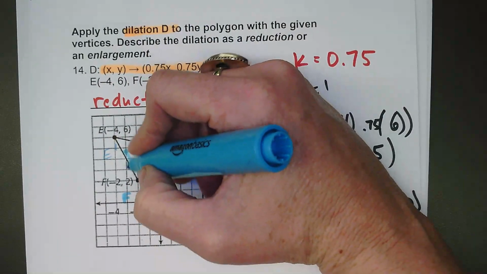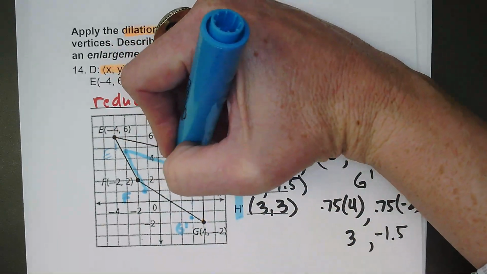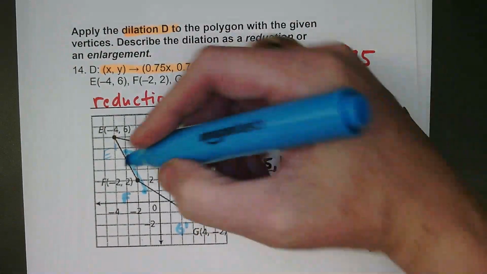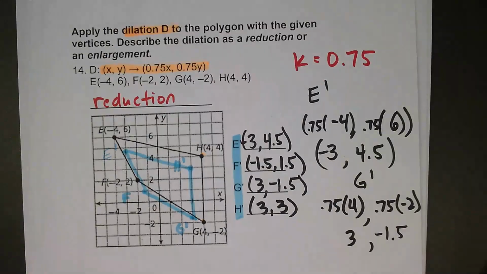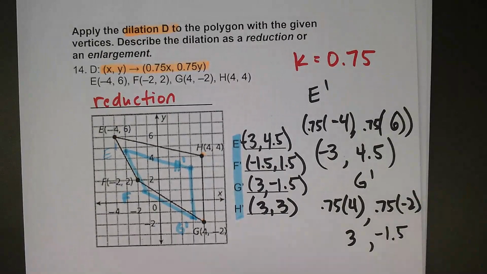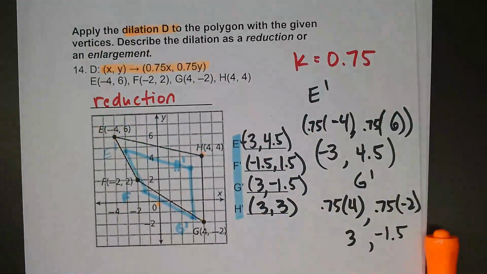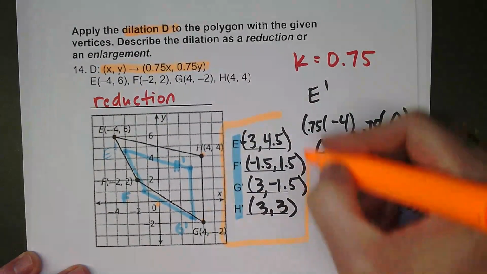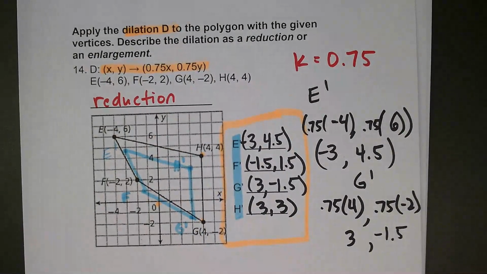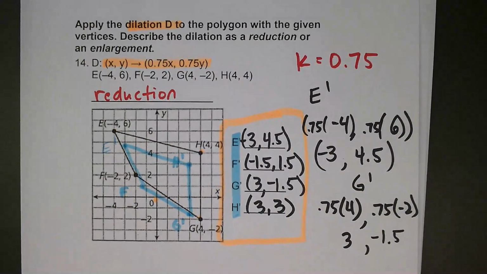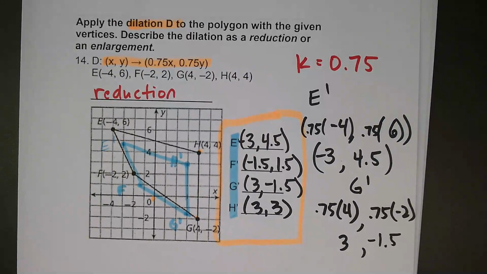And then if I connect these, could be using a straight edge here. Maybe look a little better. But this figure has been shrunken down towards the origin. It's been reduced and kind of shrinking down towards the origin there with our new coordinates. So we've got the new coordinates all listed here. We've got the graph right there. That was everything they asked us for. Hope that's helpful. Message me anytime with questions.